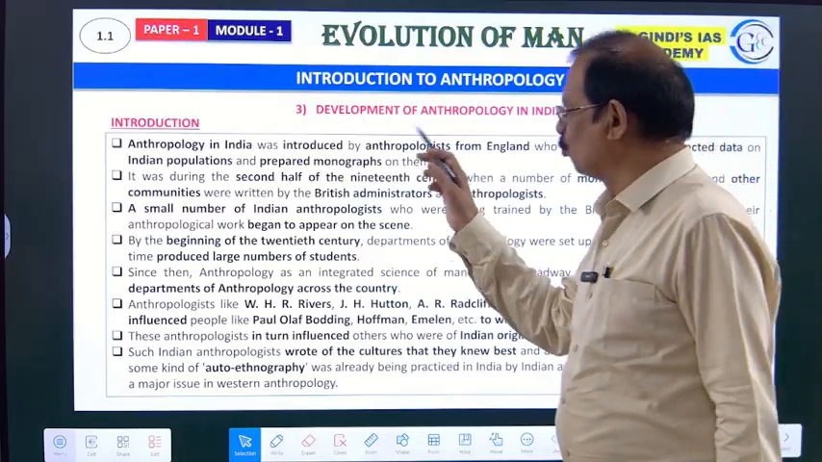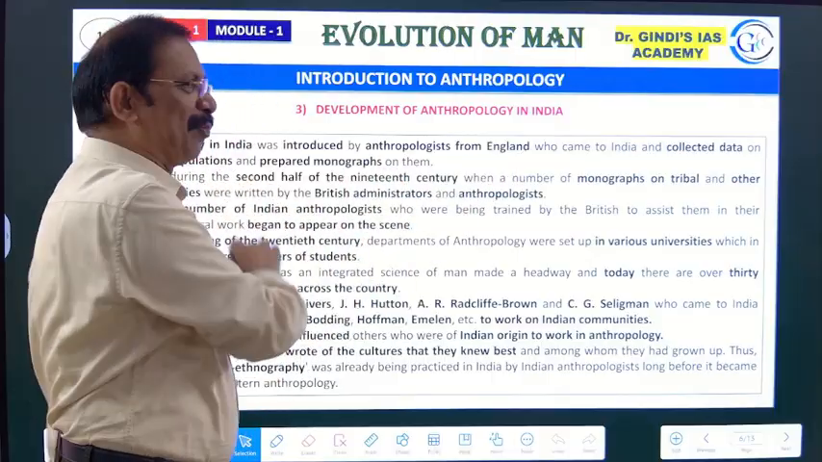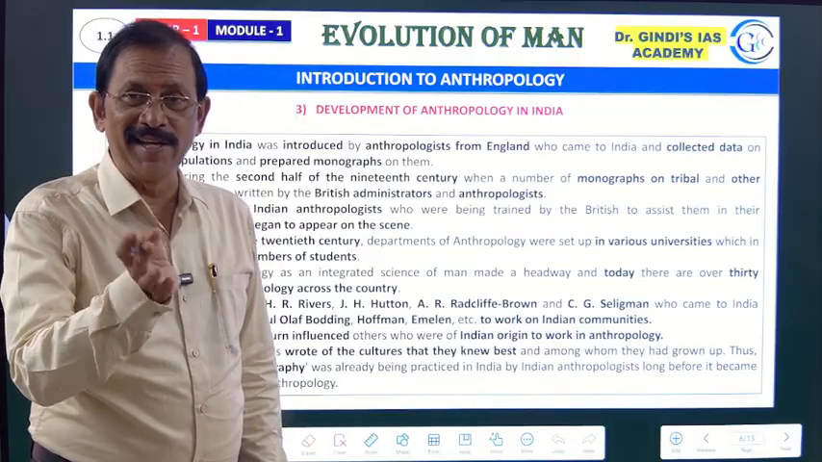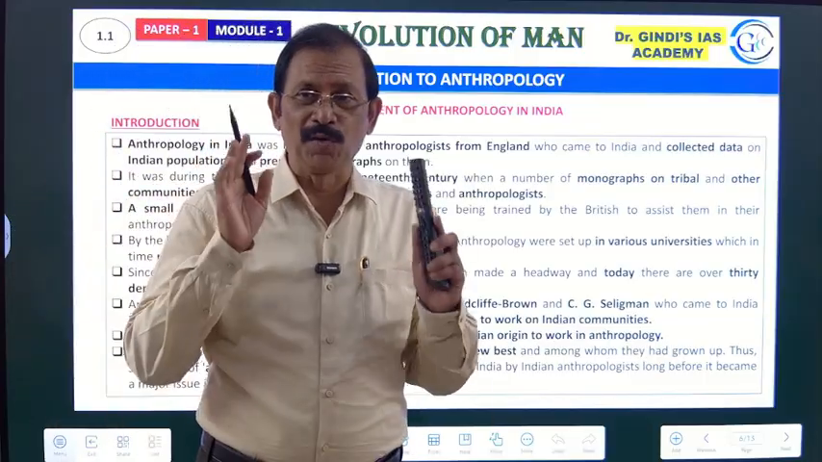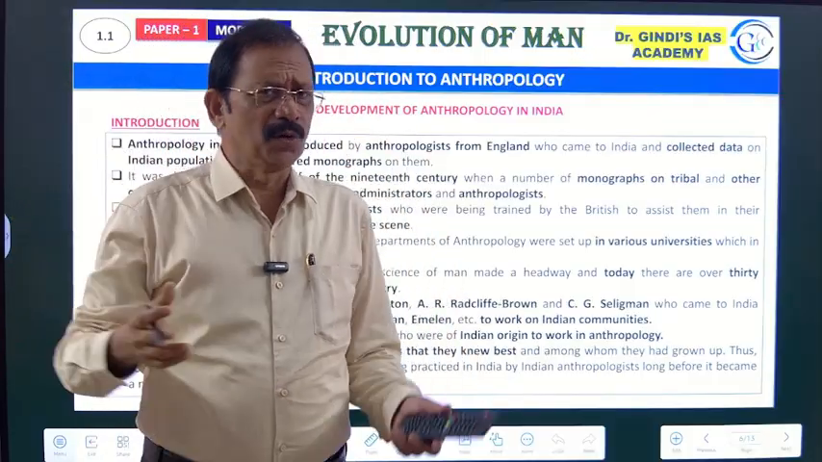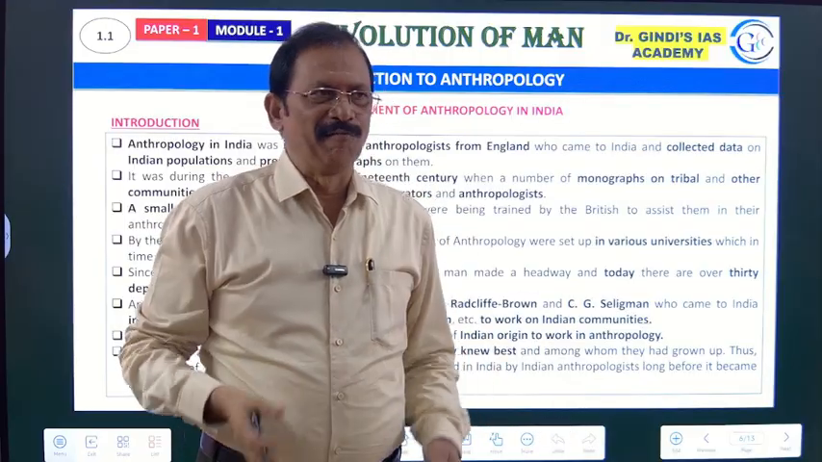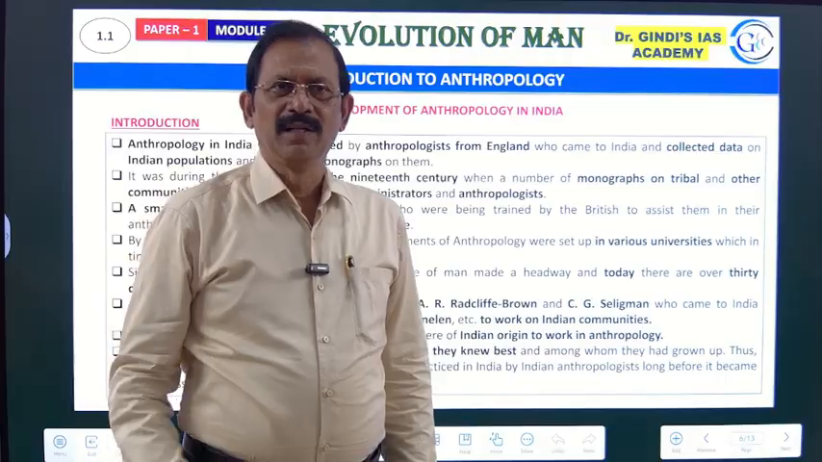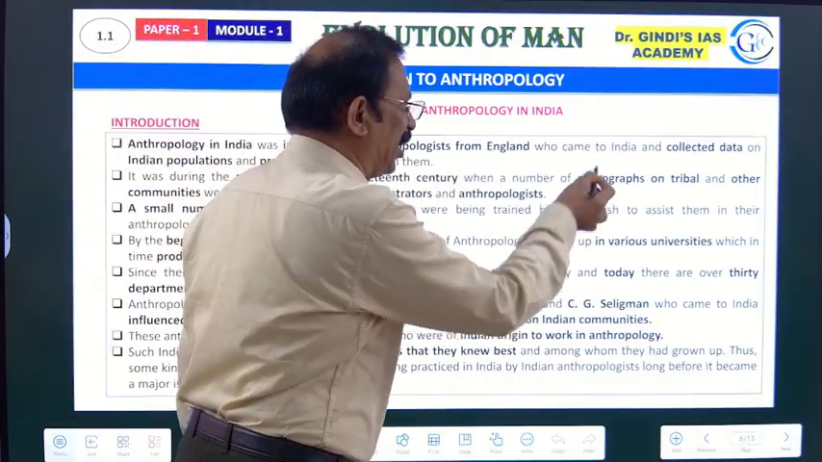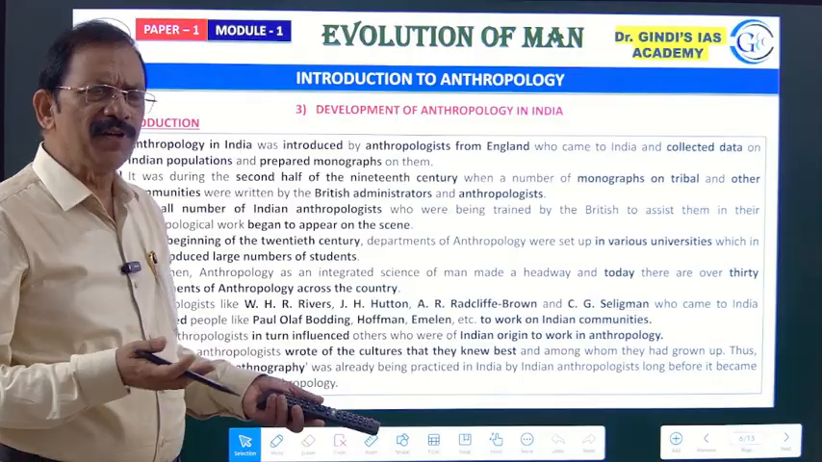At the time, anthropologists from England came to India and collected data on the Indian population for the convenience of their administration. Already explained. Even if you have chosen any other subject as the optional, you are forced to study about anthropology at the training center of Mussoorie. Why? Because you are going to rule the people only, not the animals, not the plants. So in the same way, in the British administration, anthropologists from England came to India to collect the data. They collected the data on Indian populations. They were very interested at the time.